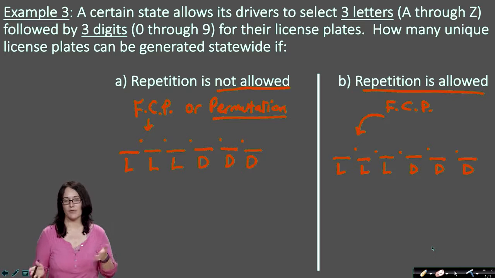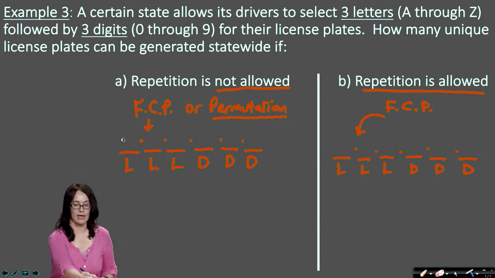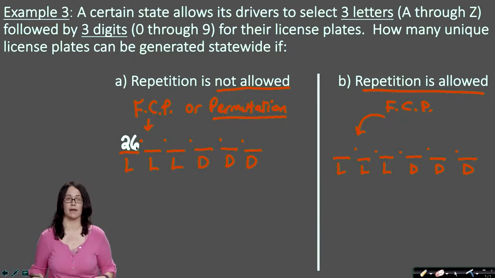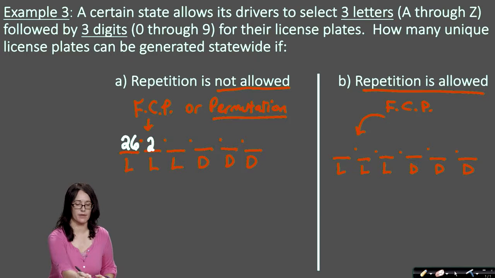In the first case, if you're saying that repetition is not on the table, it's not allowed, that would mean that after you pick your first letter, and we had 26 possibilities for each letter, A through Z, how many choices would be left for your next letter once you've already picked one, assuming you're not allowed to repeat it? That's right, only 25. And then 24 for the third letter.